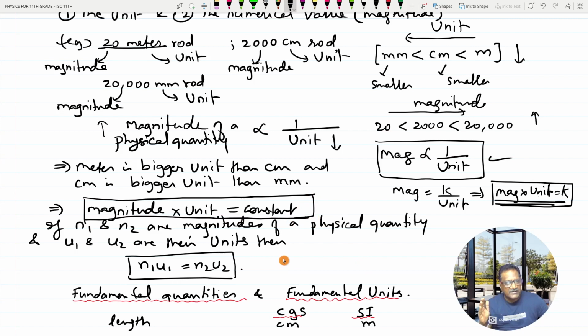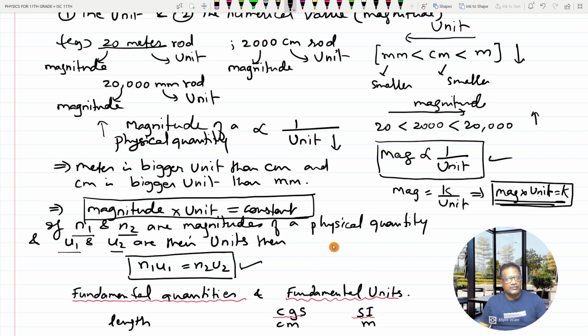Now let us try to write this in a very simple form. Suppose n1 and n2 are two different magnitudes of a physical quantity, and u1 and u2 are the units. Then N1U1, that is the product of the magnitude and the unit, will be equal to the product of the magnitude in some other system and its unit. So N1U1 is equal to N2U2. This is a very important statement, right?